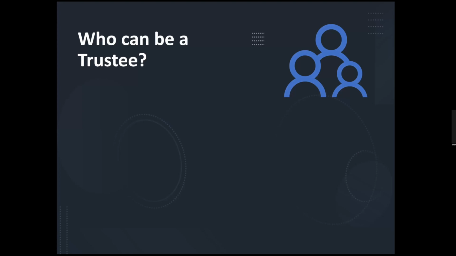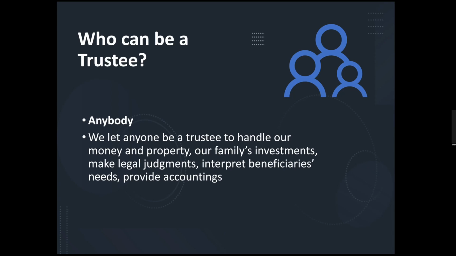Who can be a trustee? The fact is, anybody can be a trustee, which surprises me a little bit, because that means we're really letting just anybody. I mean, they might be people that we intuitively trust. If we're a parent, we might think our children are trustworthy, last we checked. But by the time they start handling the estate and the trust, it can turn out really quite different. But they're the ones that are also making legal judgments, interpreting beneficiaries' needs, and providing accountings. Quite a responsibility, and yet the law says anybody can be a trustee.